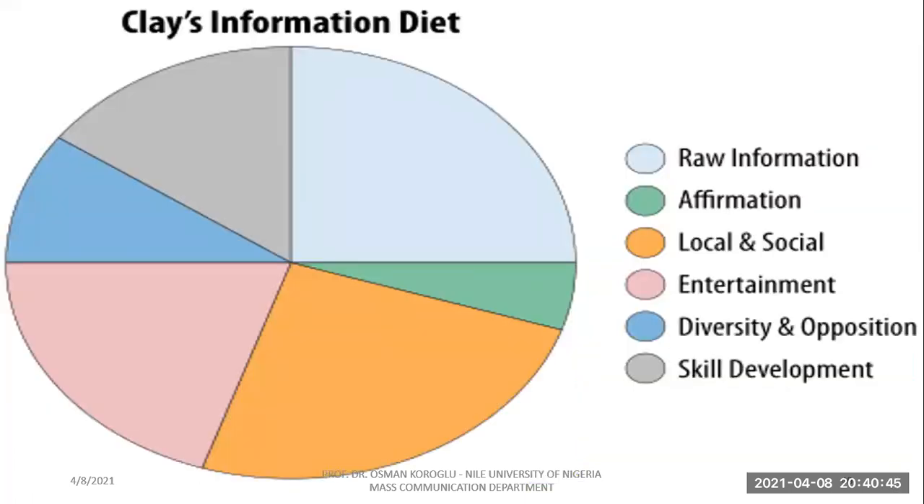This is an example of consumption percentages and types of different categories of media and information consumption of the author's own. We can understand the situation by looking at the details of this: raw information, local and social information, and entertainment related information are the most important things, plus skill development.